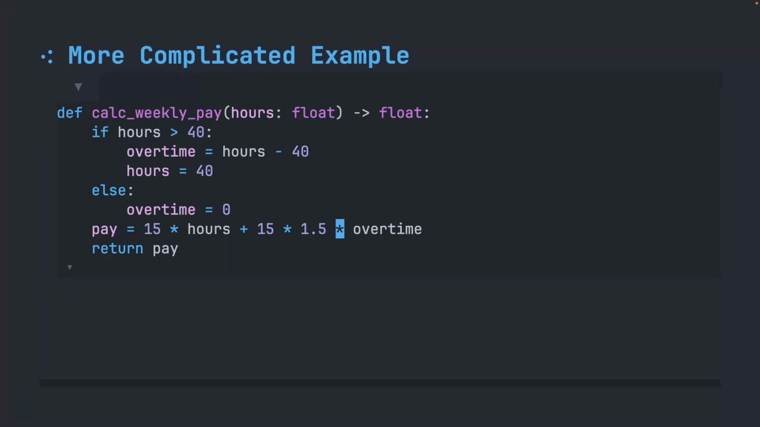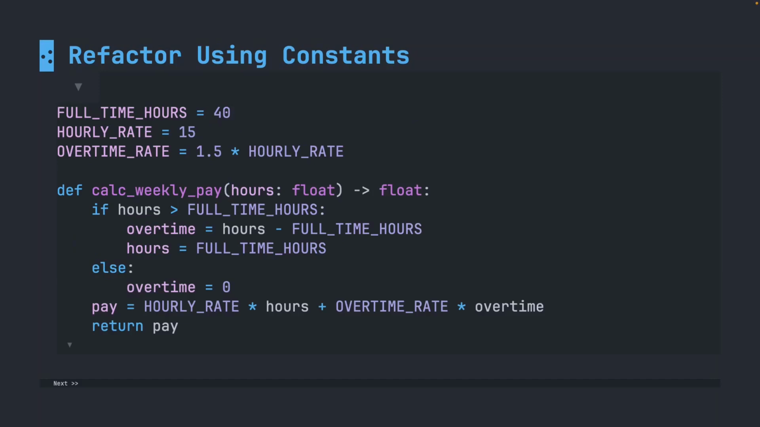If we refactor this using constants, it looks like this. We've now given that number 40 a descriptive label, full-time hours. The number 15 now gets a descriptive label, hourly rate, and the overtime rate is 1.5 times the hourly rate. Now, even if you're completely new to the code base, you can glance down here at the pay assignment line, and you can see exactly what all of these calculations are doing. We're taking the hourly rate and multiplying it by the hours, and we're adding to that the overtime rate times the overtime hours.